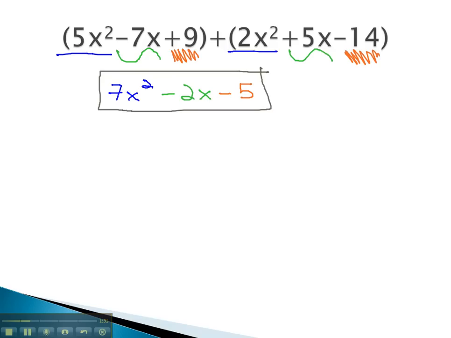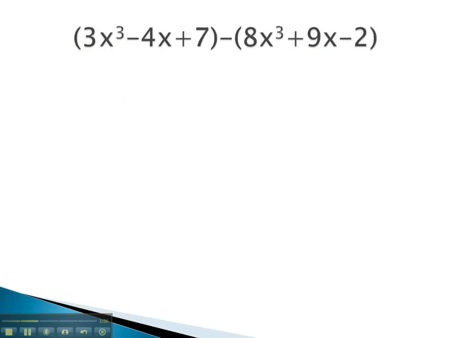Notice as we added the polynomials, the exponents did not change. When we combined an x squared with an x squared, we kept x squared and added the number in front. With addition and subtraction, you will never see exponents change. Let's try a subtraction problem.